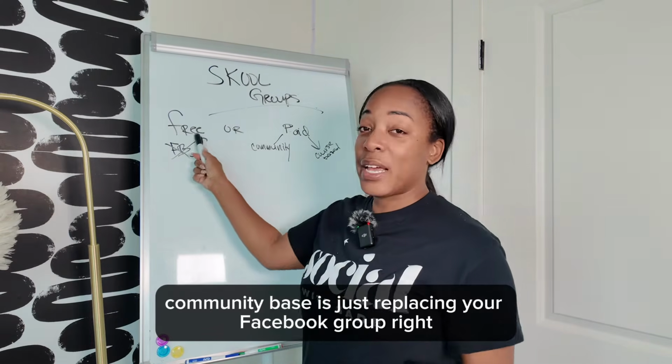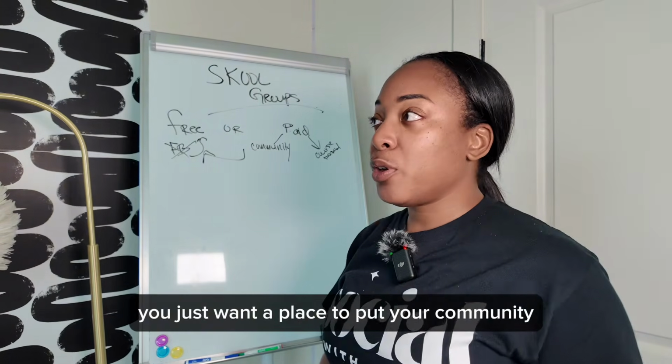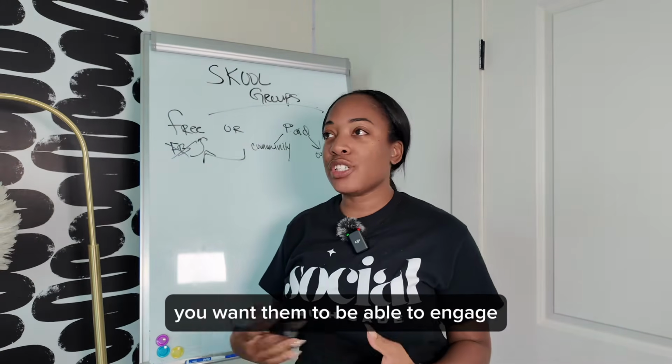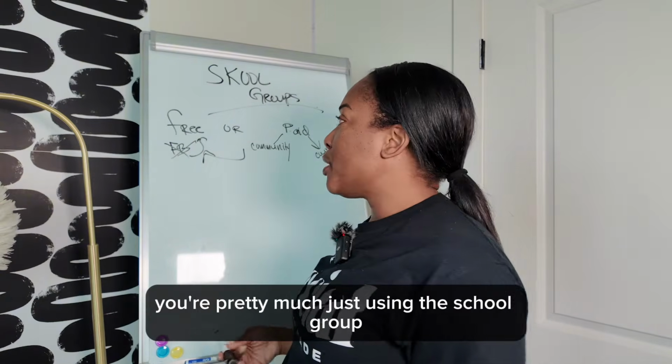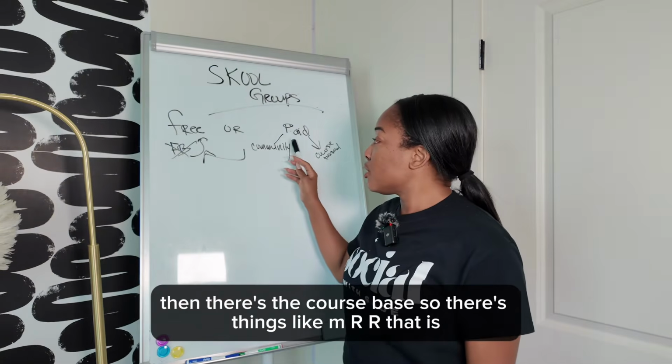Community-based is just replacing your Facebook group, right? You just want a place to put your community. You want them to be able to engage, interact, etc. You're pretty much just using the school group to get rid of the algorithm of Facebook. Then there's the course base.